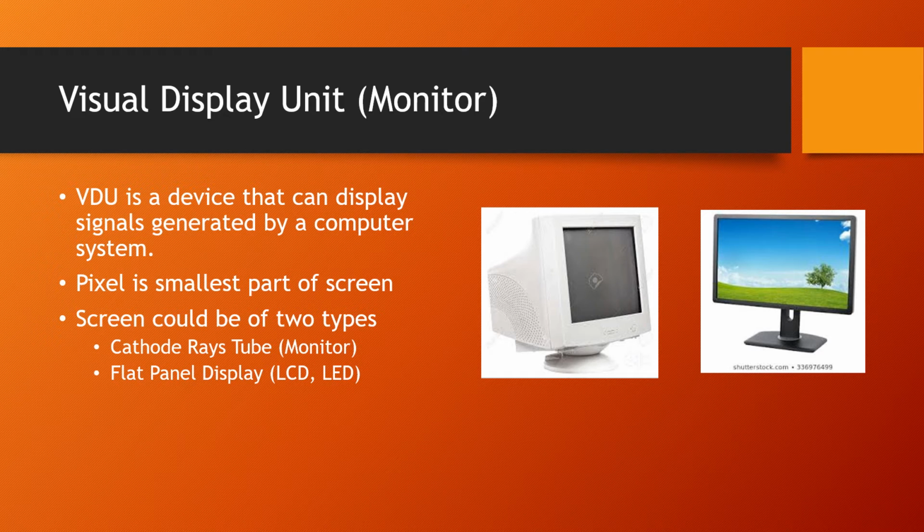Next is video. Video is a part of your output device, that is soft copy. It is also called a monitor. Video is a device that can display signals generated by a computer system. Pixel is the smallest part of your screen. Screens could be of two types: cathode ray tube, that is called a monitor, and flat panel display like LCD or LED.